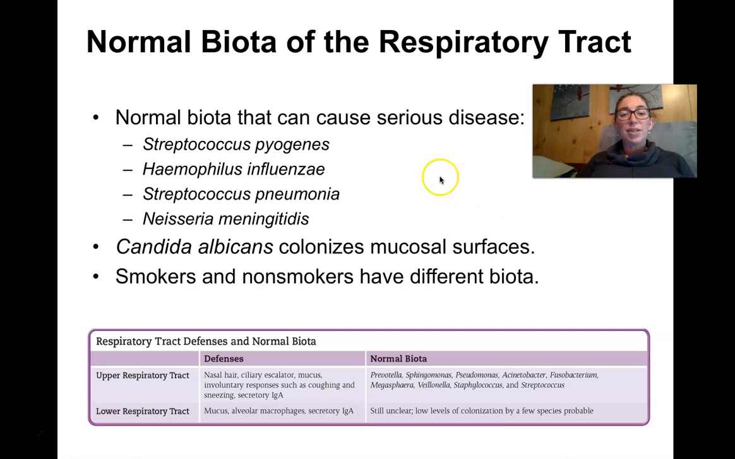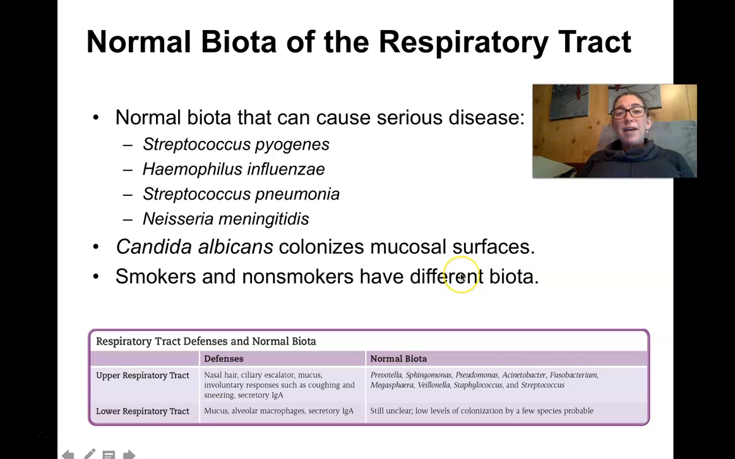Strep pneumoniae and Neisseria meningitidis, both of these are causative agents of meningitis, and we talked about them both being normal flora. So another one is Candida albicans, which we commonly just refer to as yeast when we talk about a yeast infection. That is Candida albicans. It's a type of fungus, and it's a normal flora. It can colonize the mucosal surfaces, particularly the mouth, the oral cavity, and the vagina.